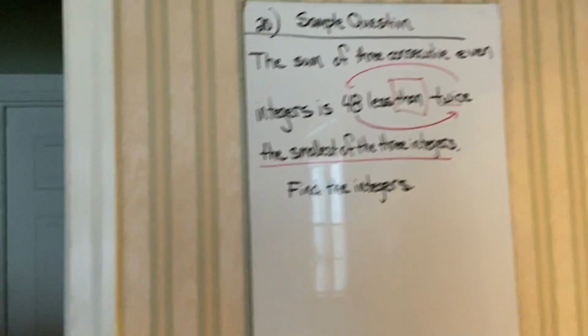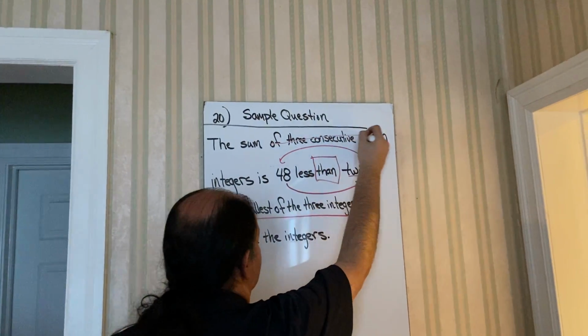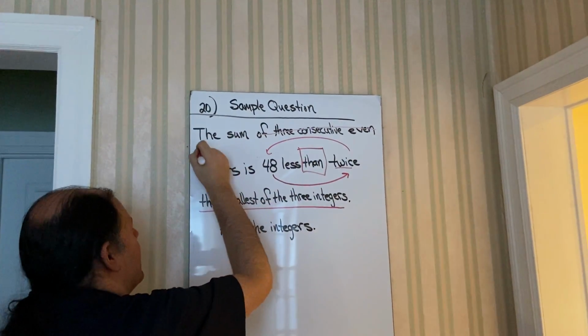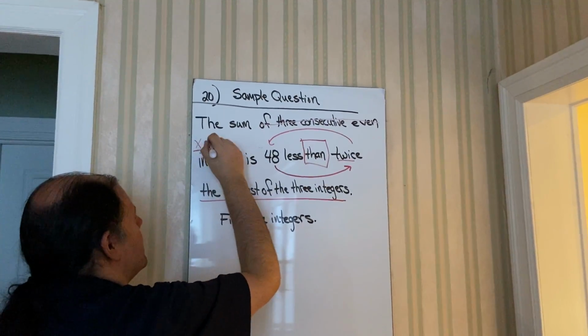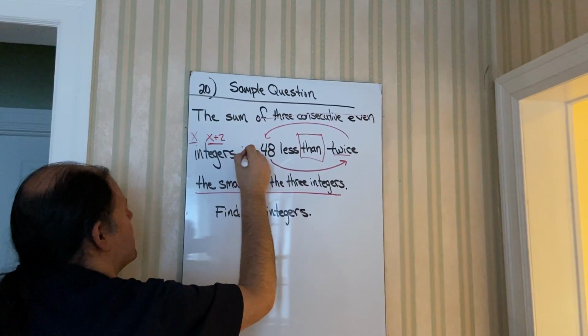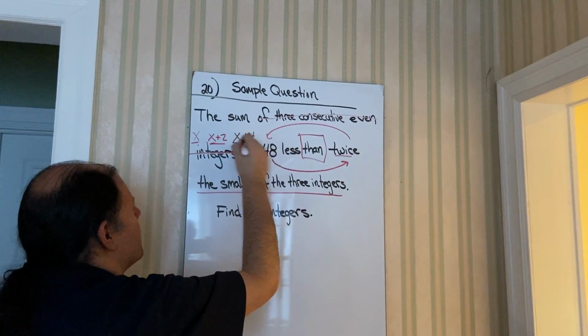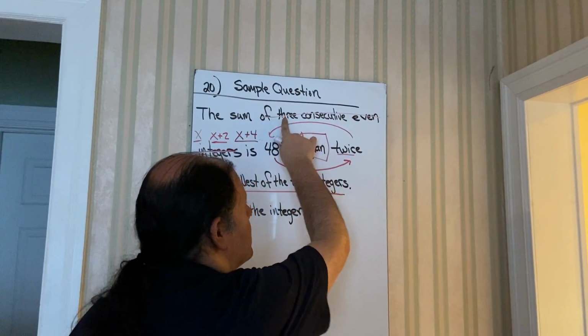Okay? So make sure you know that this crosses out to be x, the first integer, x plus 2 for the second integer, and x plus 4 for the third integer. Because remember, we're dealing with 3 of them.